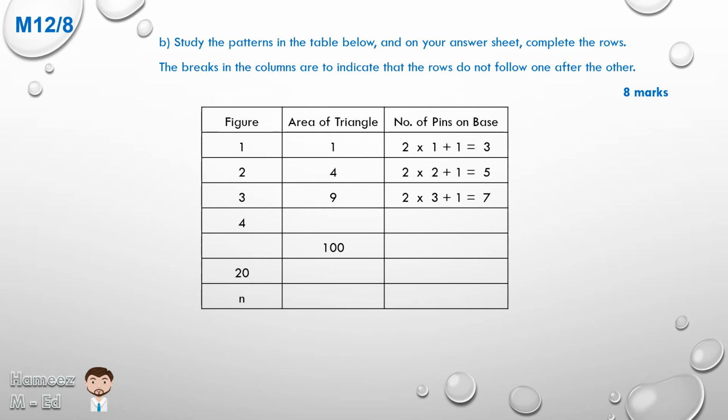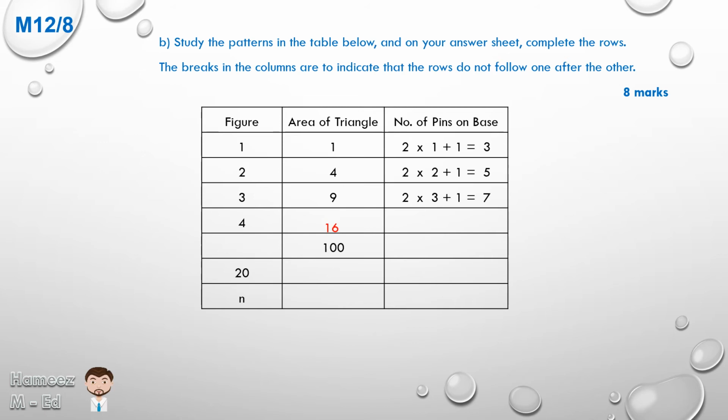If we look at the figures here, we can see that for figure 1, the area of the triangle is 1. And for figure 2, the area of the triangle is 4, which means we can see that 1 squared is equal to 1, 2 squared, 2 2s are 4. For figure 3, following that pattern, 3 squared, that will be 3 3s are 9. So for figure 4, what would the area of the triangle be? 4 squared, which is 16.